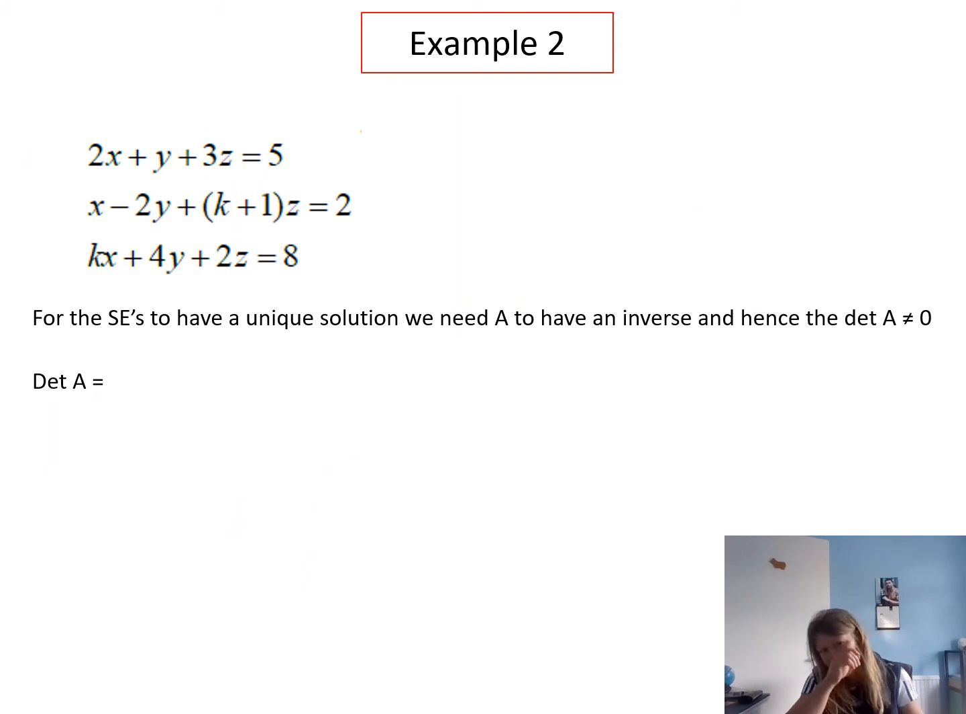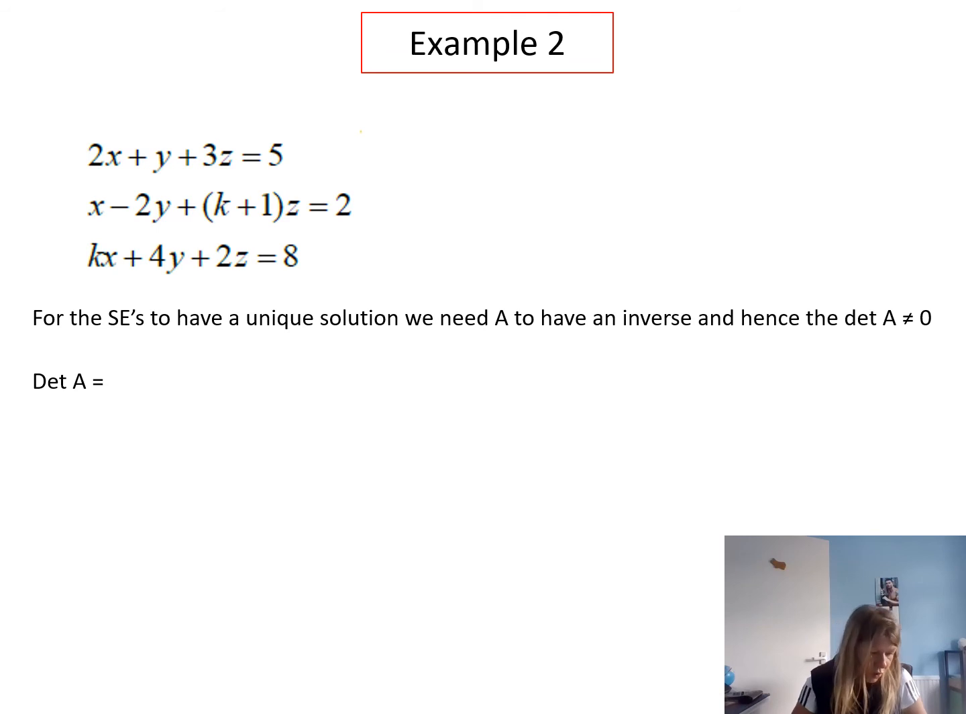Okay, example 2. And what's different about this one? Yuck. It's not got numbers in, has it? In that matrix A, there's going to be some K's. So for the simultaneous equations to have one unique solution, we need A to have an inverse. Hence, the determinant cannot be 0.